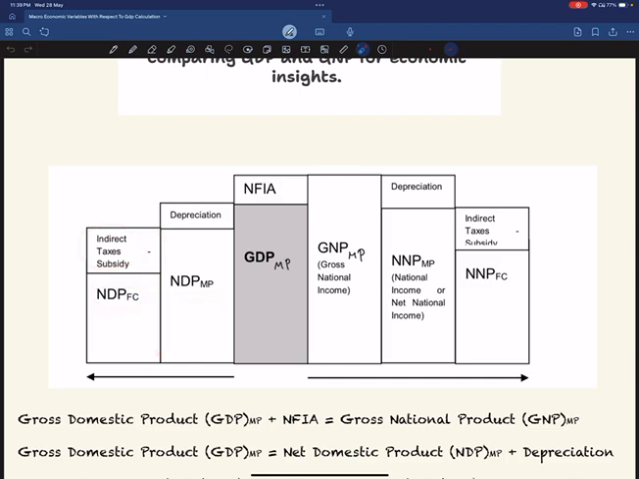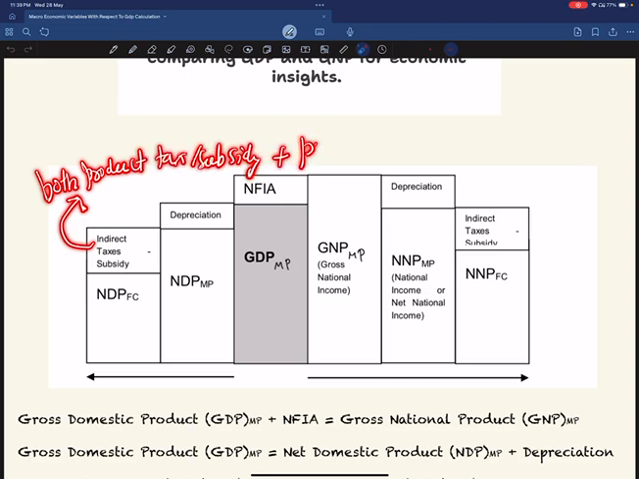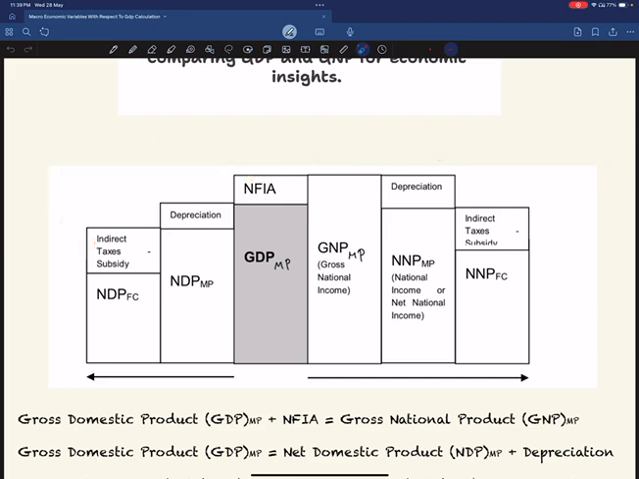Here the taxes and subsidy include both product taxes and subsidy, plus production taxes and subsidy. What are product tax and subsidy? What are production taxes and subsidy? We have seen in the previous class. So net domestic product at market prices is equal to NDP at factor cost plus taxes minus subsidy.